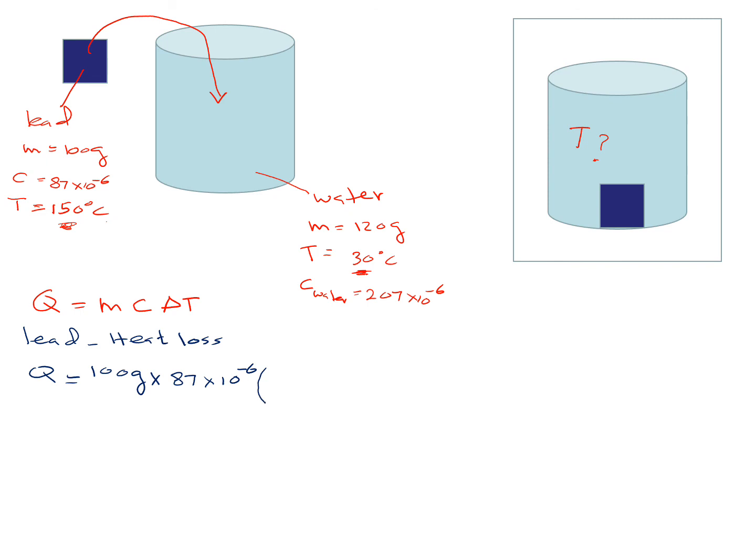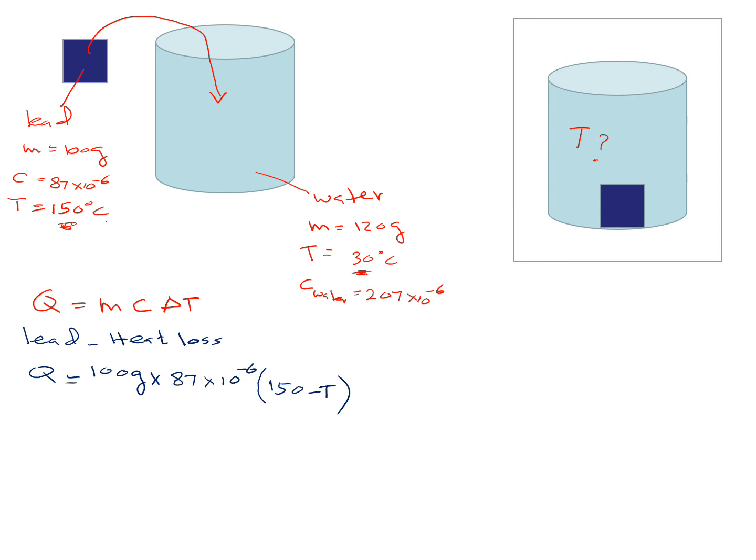And we know that delta T is the temperature change. So it is 150 initial temperature, and the final temperature of lead we don't know. Let's say T. So heat loss Q is equal to 100 grams times 87 times 10 to negative 6 times temperature change, 150 minus T. And I can write the similar equation for water.